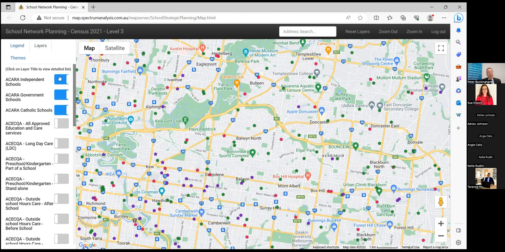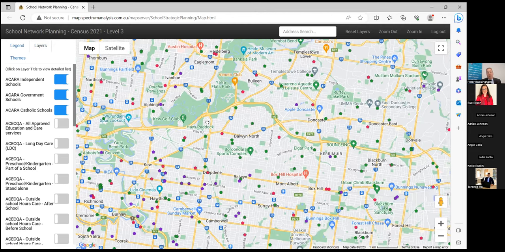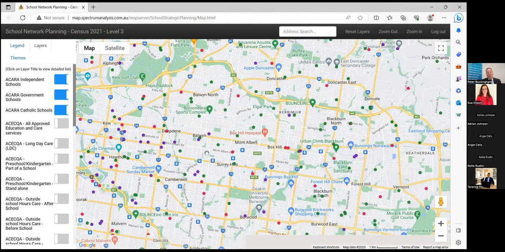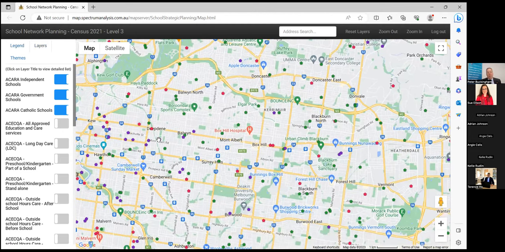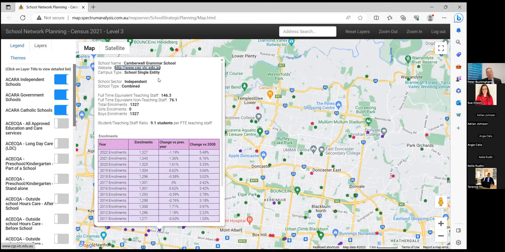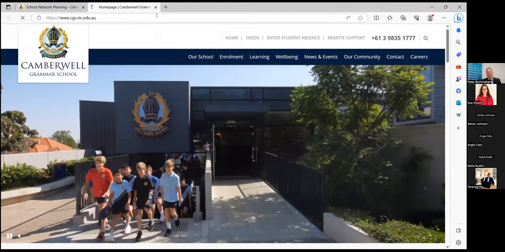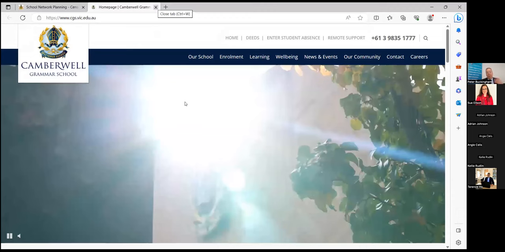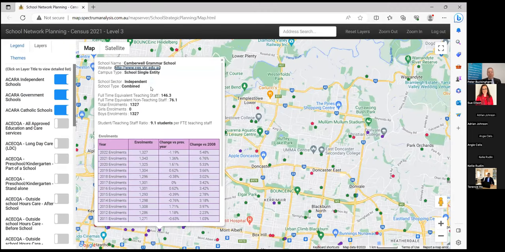So at the moment, I've got all the schools in Australia turned on, and I'll just show you what that means. If I go to a school, and I'll pick one here, if I pick Camberwell Grammar, I can see the school itself name. I can actually see its website. I'm just going to bring that up just to show you how easy it is to jump on a school's website from this way, which can be really handy if I'm wanting to check school fees at other competitors.